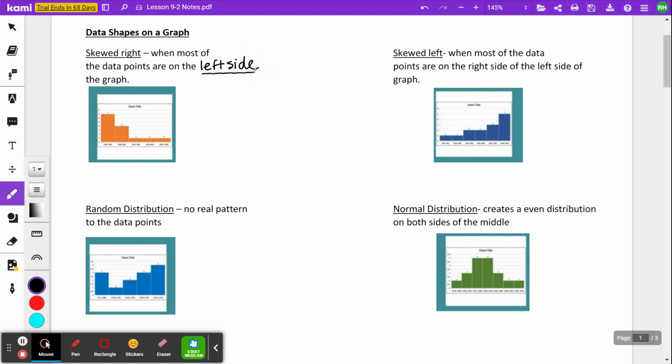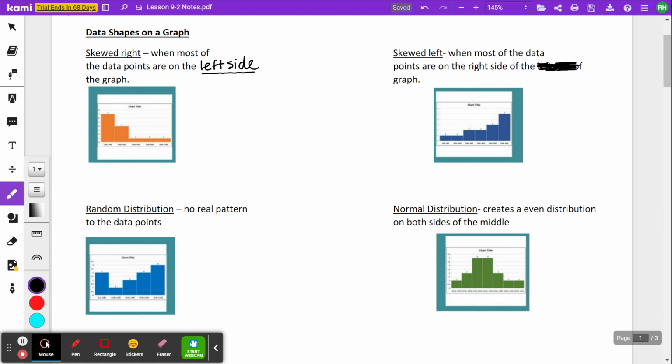Most of them are on the left side. So it's kind of like opposite, kind of like when we talked about the transformations when it was shifting left and right, and it was always the opposite of what we thought. Okay. Skewed right means the data points are mostly on the left side of the graph, sorry. Then skewed left is when most of the data points are on the right side of the graph. So this part here needs to be marked through, you guys. Okay. So skewed right and skewed left.